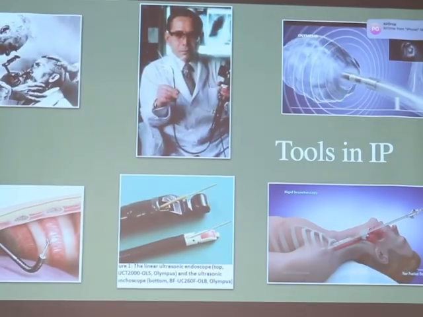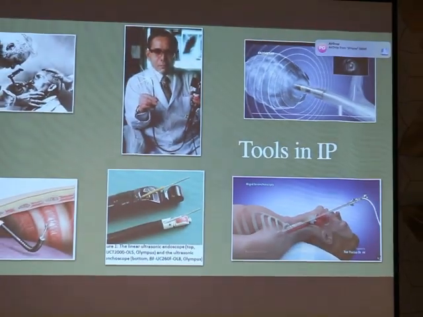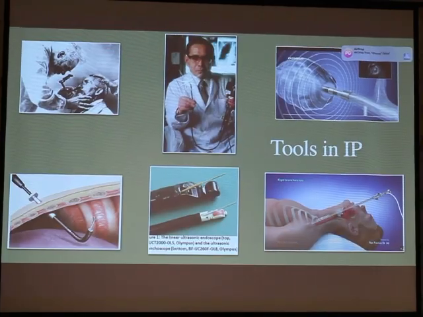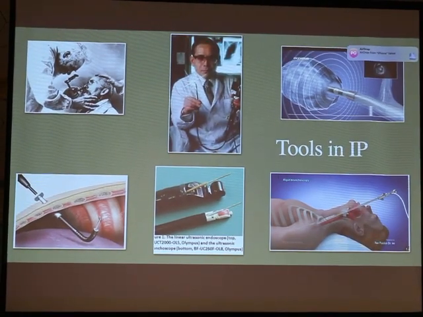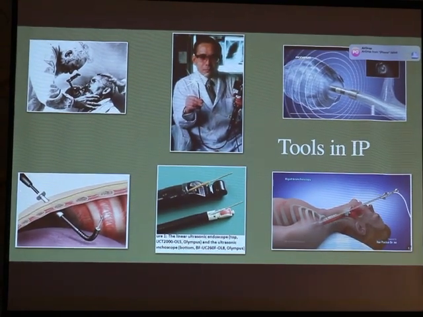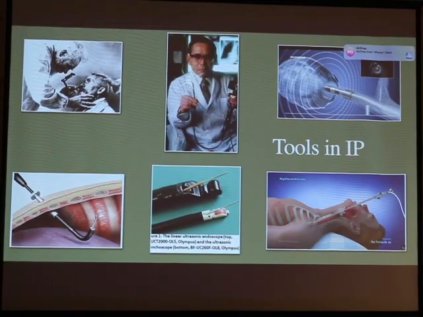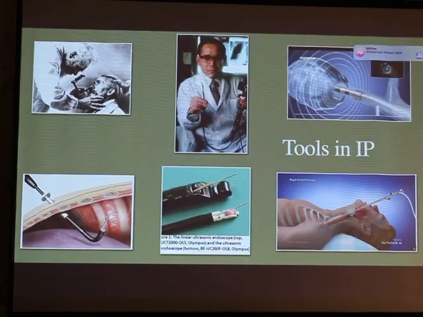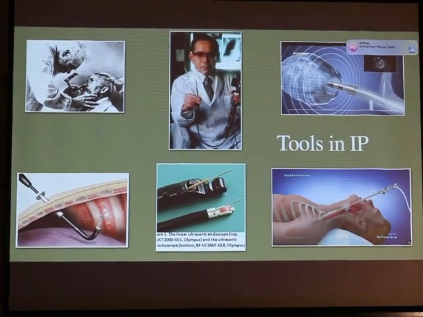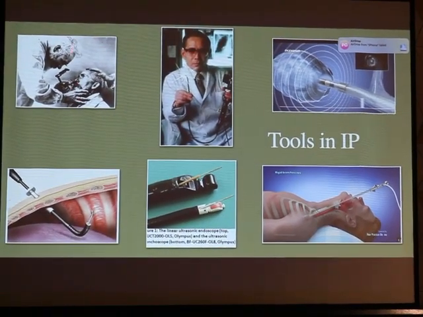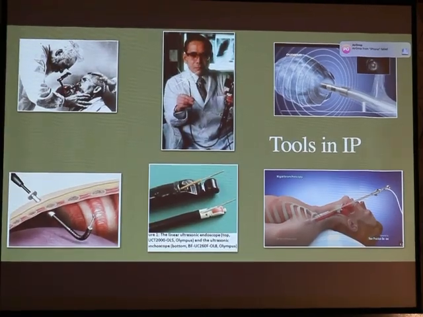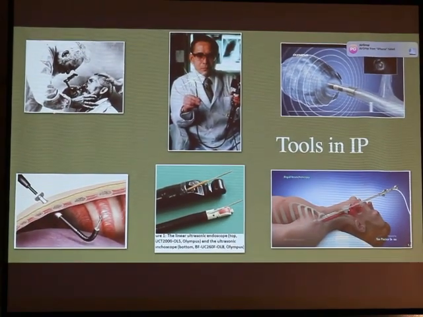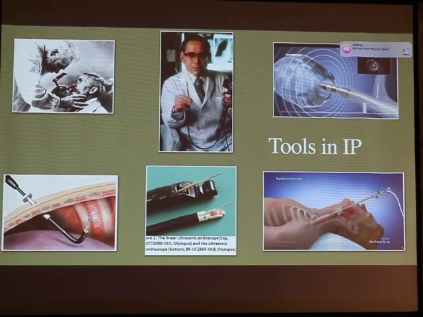So the history starts from the year 1887, when a German ENT surgeon is using a steel rod, known as a rigid bronchoscope, to take out a foreign body from the throat of a farmer, and that was the beginning of interventional pulmonology.